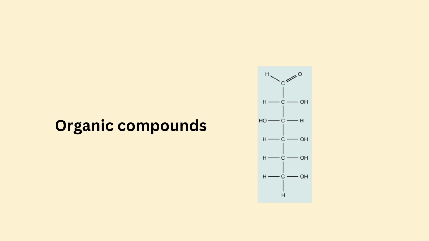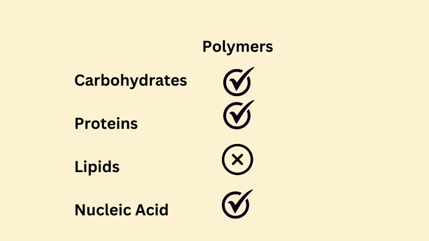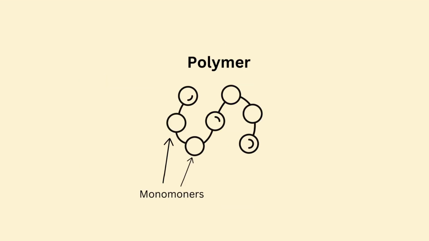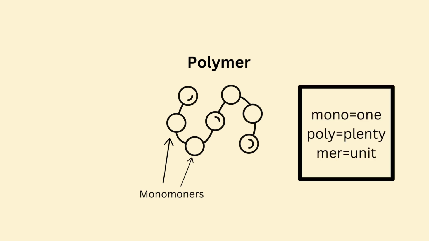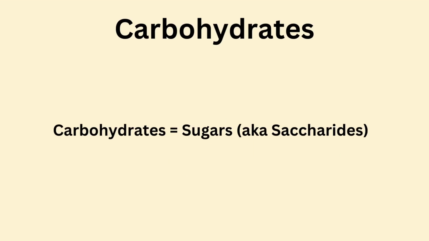They also have oxygen attached to some of the carbon-hydrogen bonds. All except lipids are considered polymers. Polymers are large molecules made up of repeating subunits called monomers. Mono means one, poly means plenty, and mer means unit. As we learn about the biological macromolecules, it is important to remember what monomers each of them is made up of. Let's begin with carbohydrates.